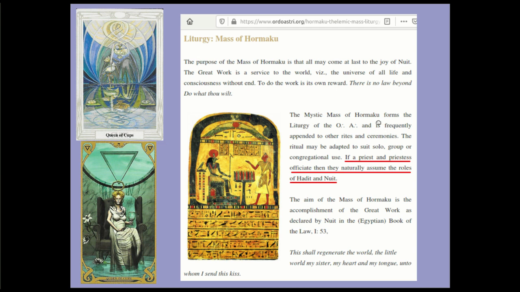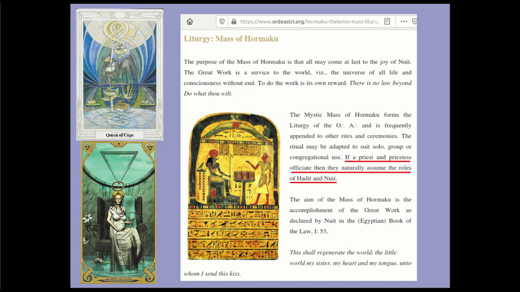The mystic Mass of Hormaku forms the liturgy of this OA and is frequently appended to other rites and ceremonies. The ritual may be adapted to suit solo, group, or congregational use. If a priest and priestess officiate, then they naturally assume the roles of Hadit, that's the beast, remember from part 3 of our series, and Nuit, that was the Scarlet Woman. So whoever the priestess is assumes the role of the Scarlet Woman, meaning that the Queen of Cups would be representing the whore of Babylon.